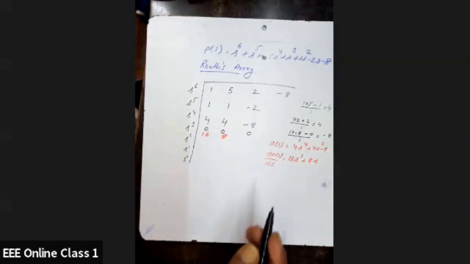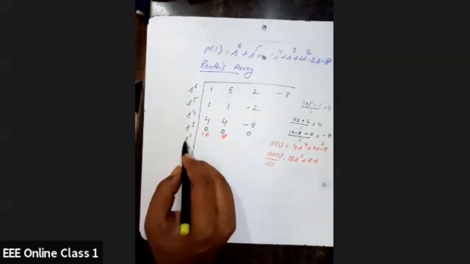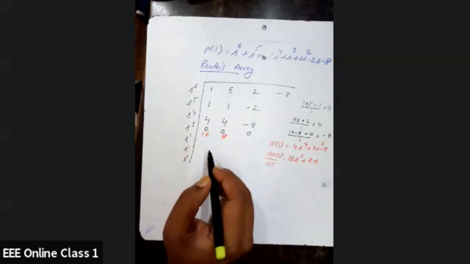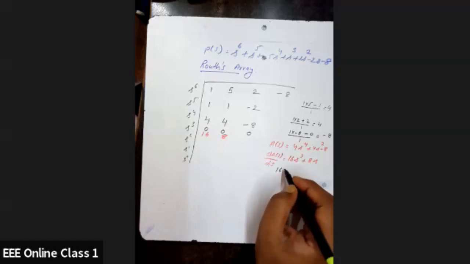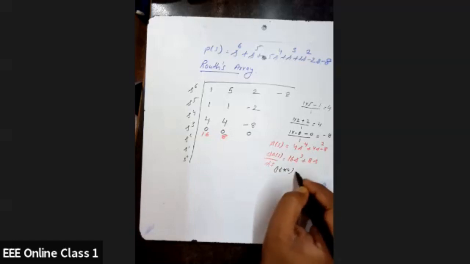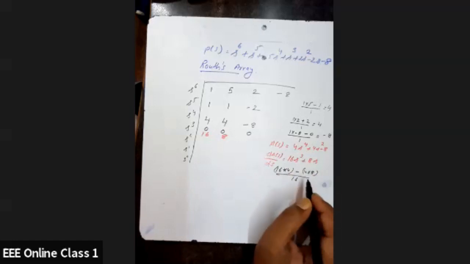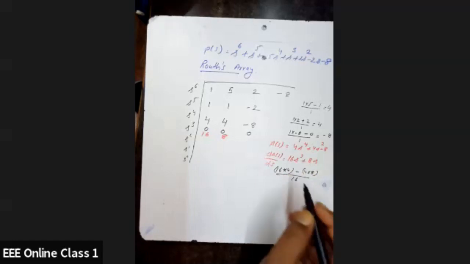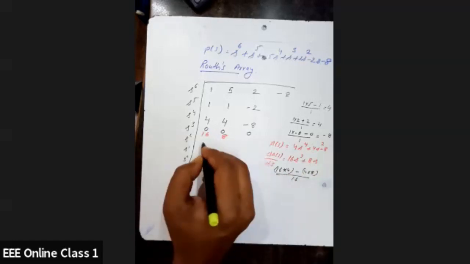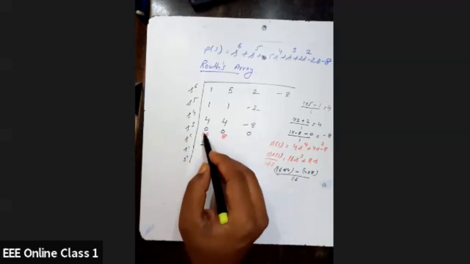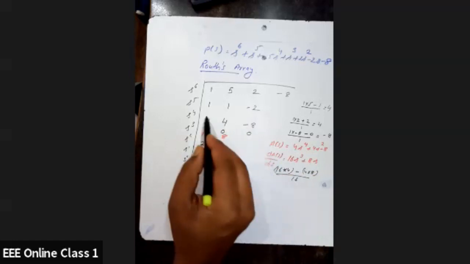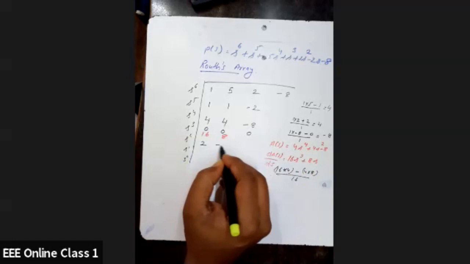Now let us find out the S square row elements. 16 into 4 minus 4 into 8 divided by 16. So this will come approximately 2. Similarly, 16 into minus 8, and this side is 0, divided by 16 will give you minus 8.